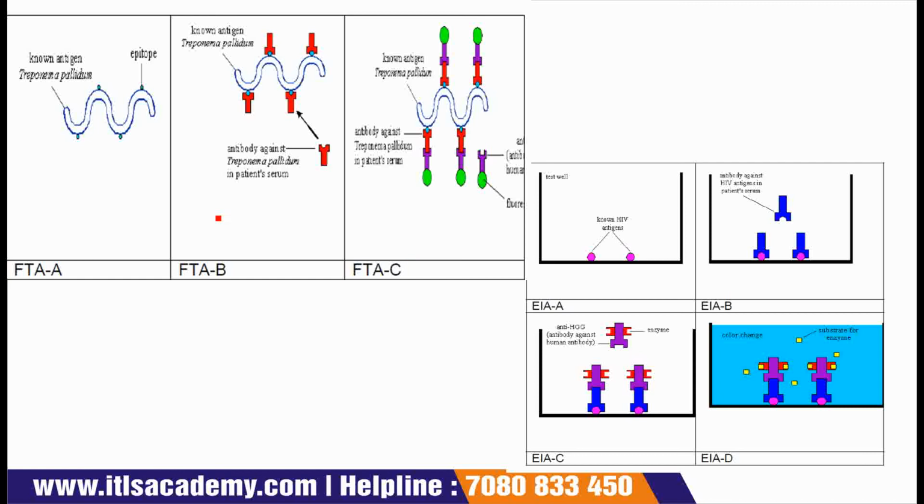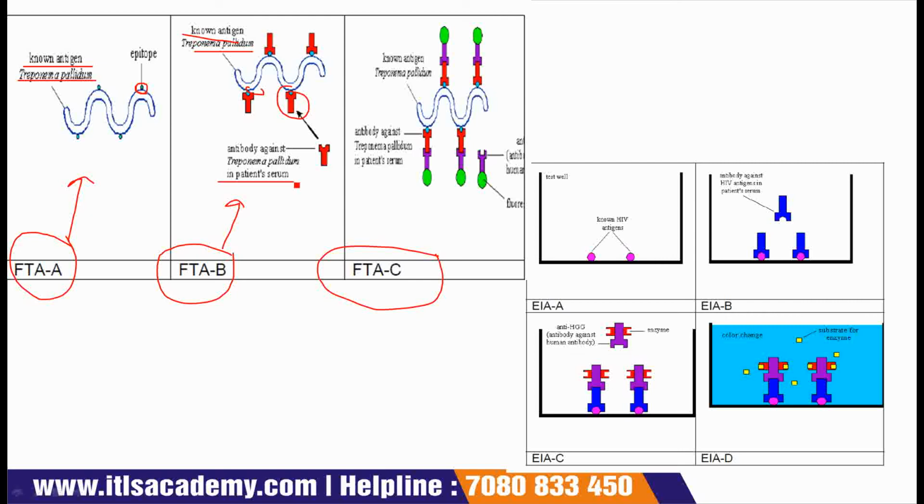You can see the diagrams. This is FTA-A, this is FTA-B, and this is FTA-C test. First of all, in the FTA-A, here is the known antigen Treponema pallidum, and these are epitopes. In the FTA-B testing, here is the known antigen Treponema pallidum, and these are epitopes and antibodies against these epitopes of Treponema pallidum in the patient's serum.